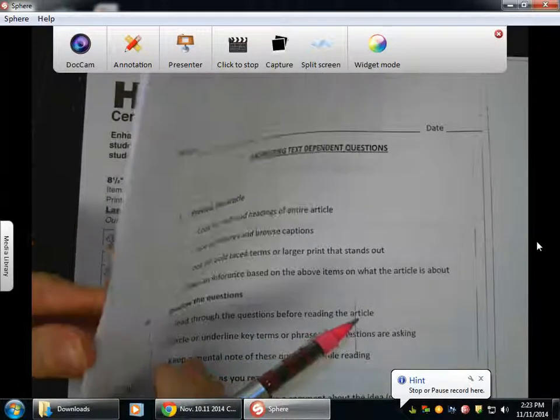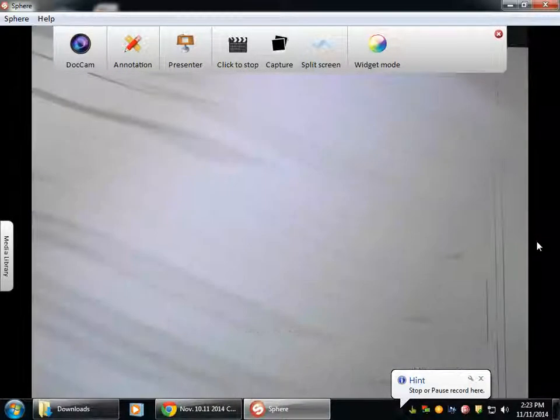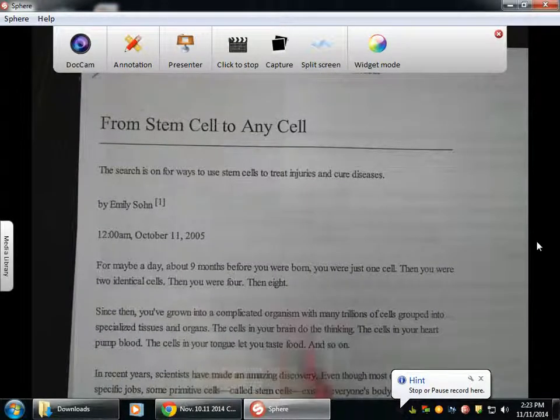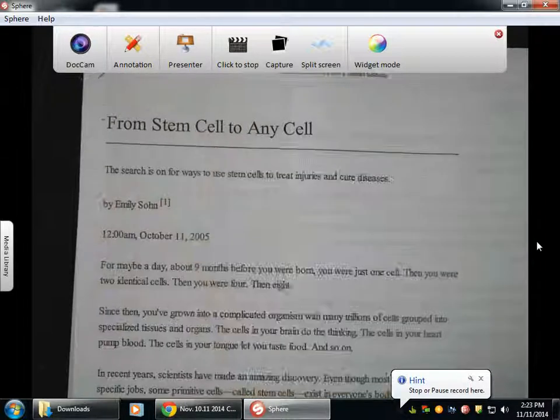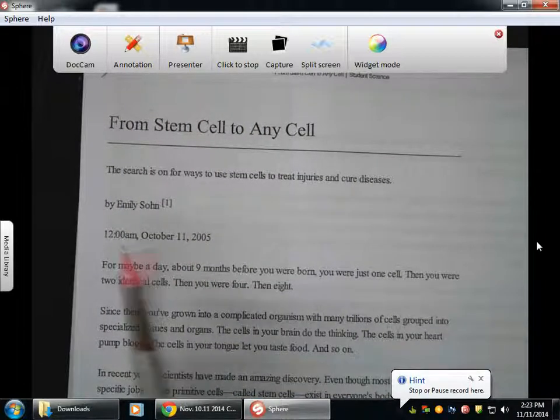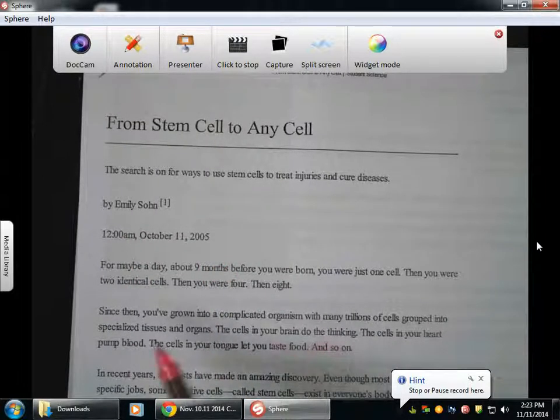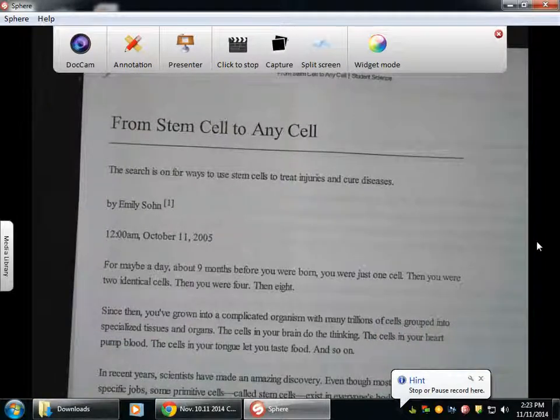You should all have received a copy of the article From Stem Cell to Any Cell. We're going to just quickly preview the article together. So again, do this with me so that your hard copy in front of you, you can see at the same time what I'm doing. So here's our title, From Stem Cell to Any Cell. It's dated October 2005. It's broken up into nice little organized paragraphs for us.